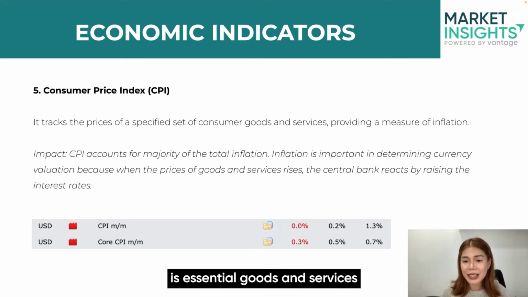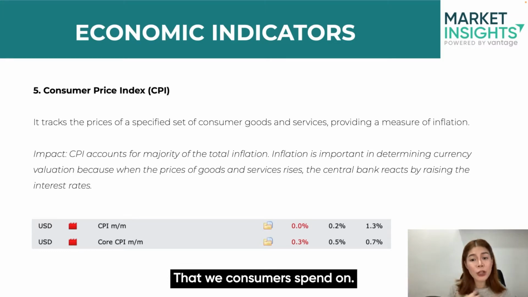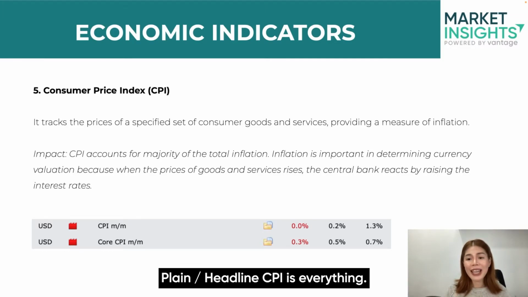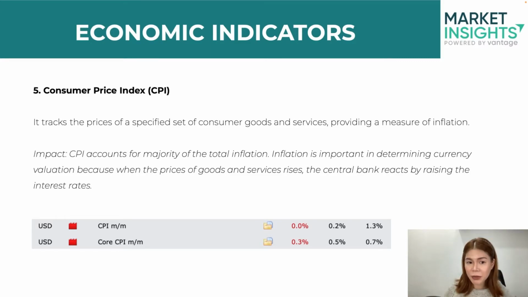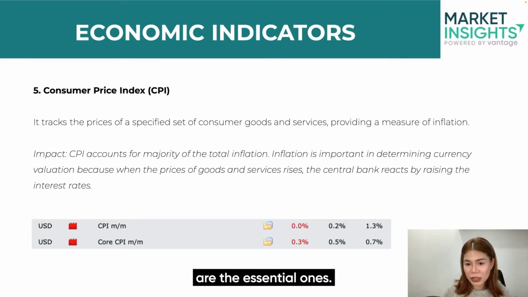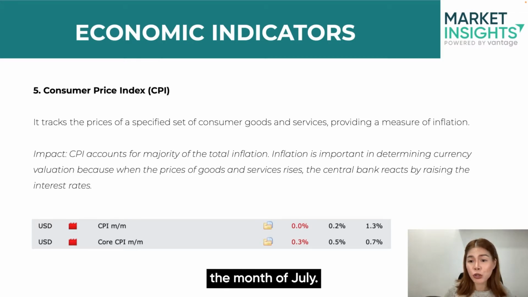Core CPI, on the other hand, is essential goods and services that we consumers spend on. CPI, plain headline CPI, is everything. Core CPI are the essential ones. Now, the central bank is the one determining what are the essential goods and services that would be included in the computation. The details on the basket of goods and services could be different from one country to another. But that's not for us to think of right now. For the core CPI, the previous data was 0.7%. So this was CPI for the month of July. It's forecasted to be at 0.5% for the month of August, and the actual is 0.3%.